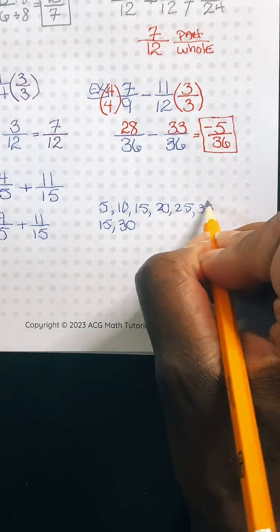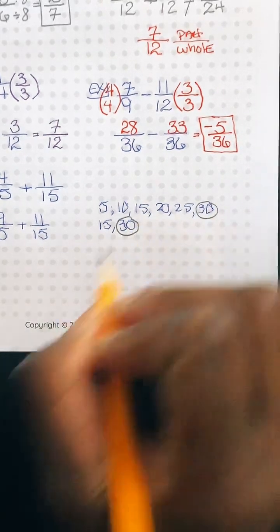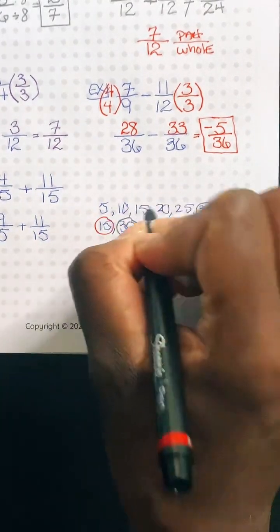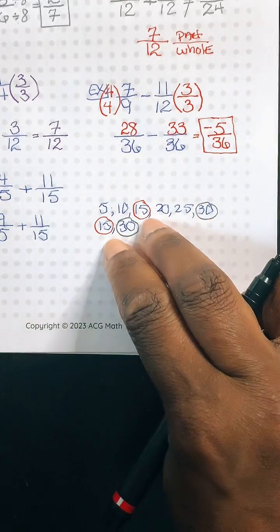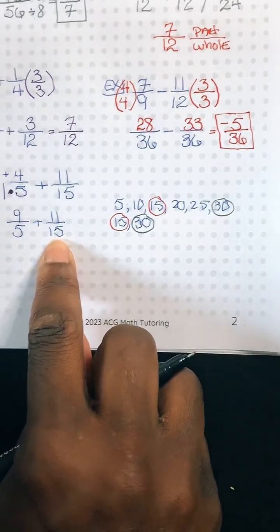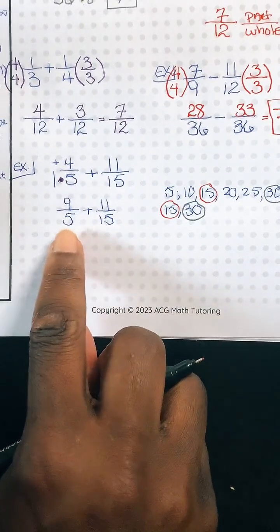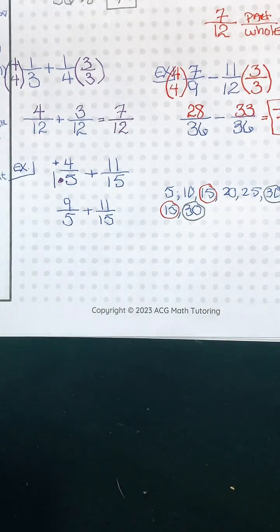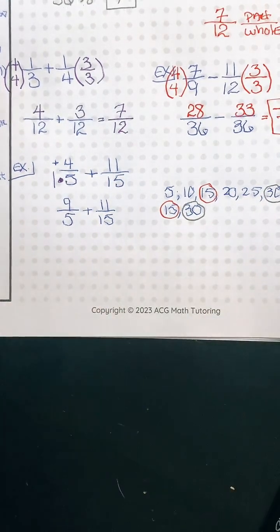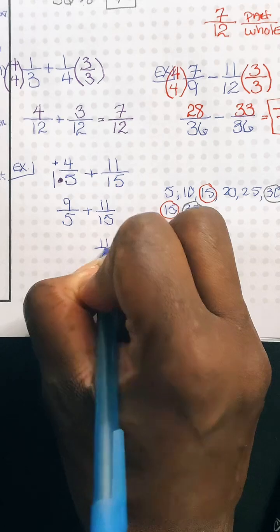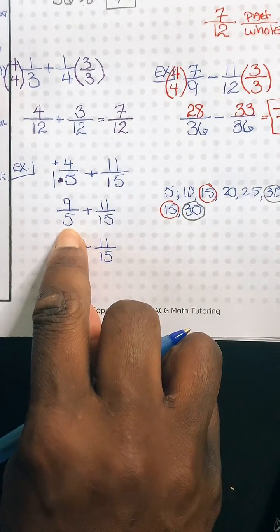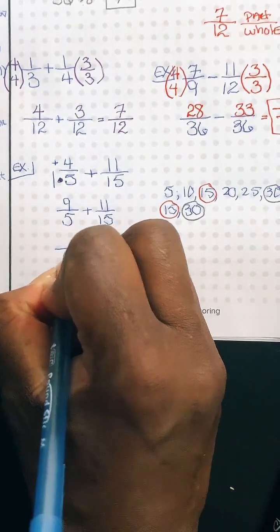So yes, they both have 30 in common, but they also have 15. And 15 is the least common. So when we're looking at this, all we have to do, this one already has the 15. So if I want, I could just bring that bad boy down. But this one, we need to change that 5 to a 15.